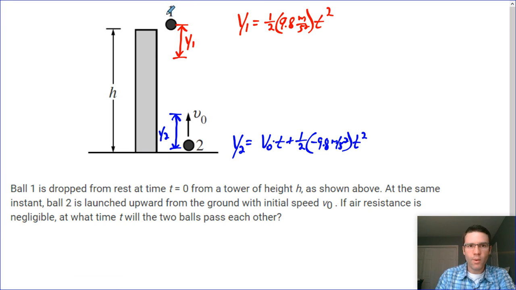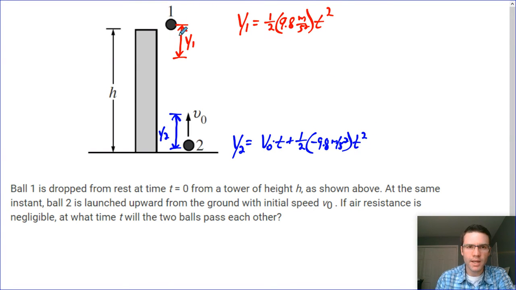The distance, we'll call it y1 for ball 1, is going to be 1/2 at squared. There's no initial velocity, so this is the only thing that we have in our equation. And for ball number 2, as it goes up, the distance it travels in the y direction is going to be, I have an initial velocity, v times t plus 1/2 at squared.